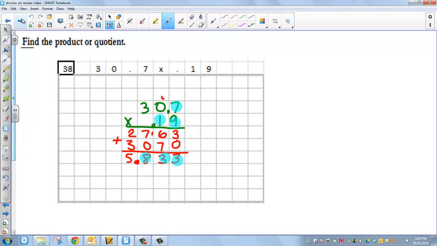30.7 times 1900ths. Again, what I want to emphasize is how many digits are to the right of our decimal. 3 are, so in my final answer I have 3 digits to the right of my decimal. This is true for standard or for lattice.